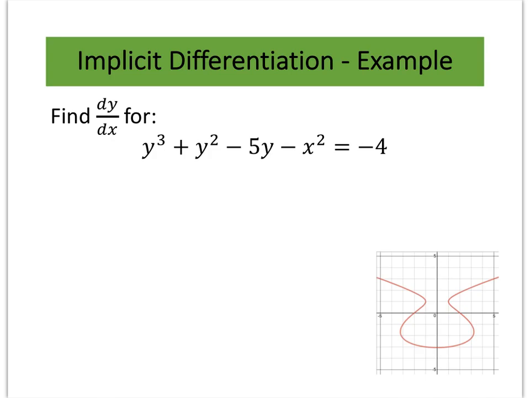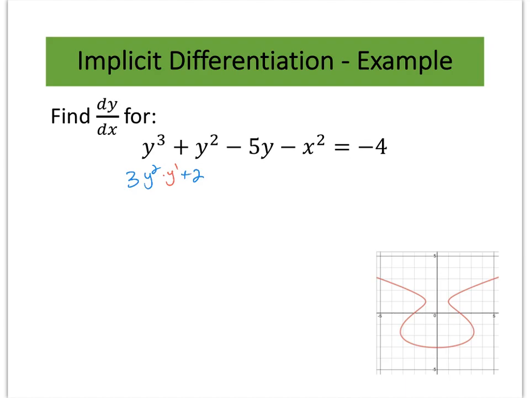A couple more problems. We're going to find the derivative with respect to x. And I'm not going to do all the notation. If I take the derivative of each piece, I need to change to a color. 3y squared times the derivative of y, or y prime.